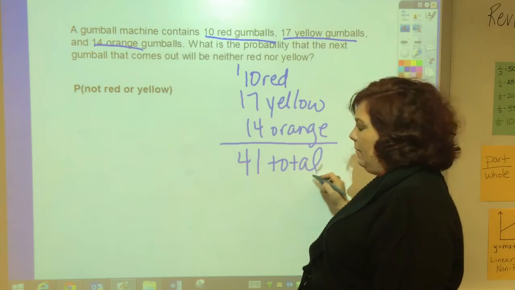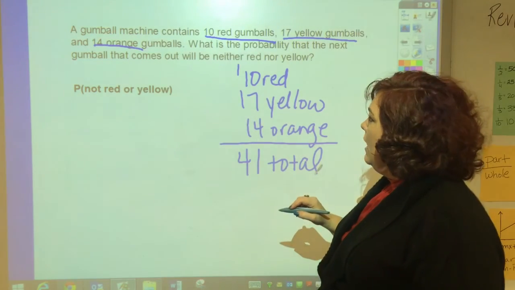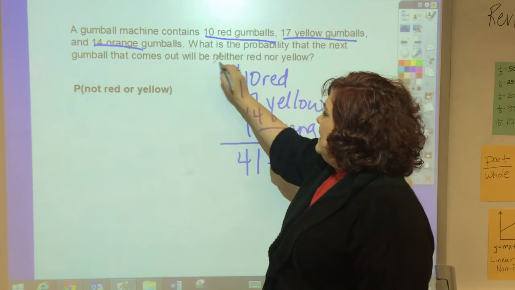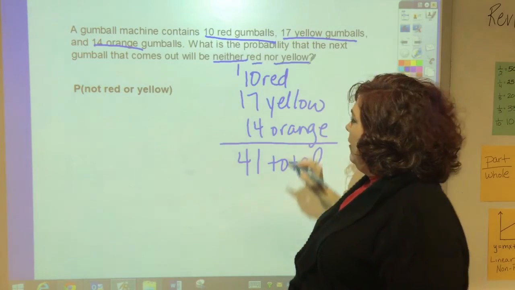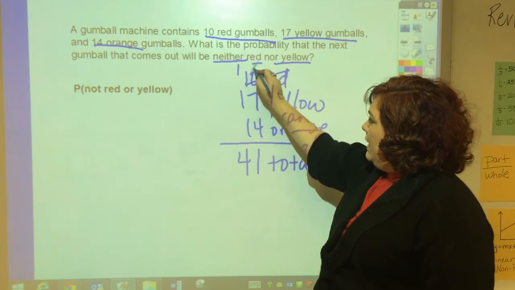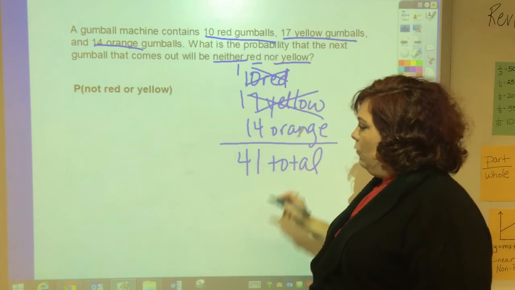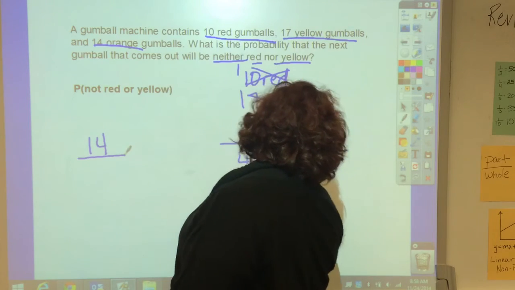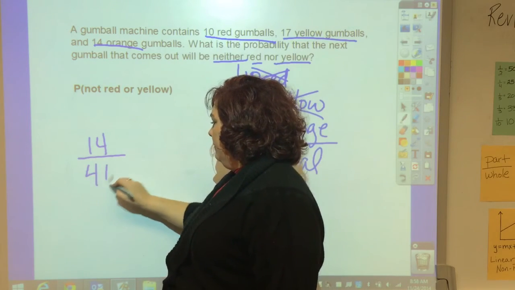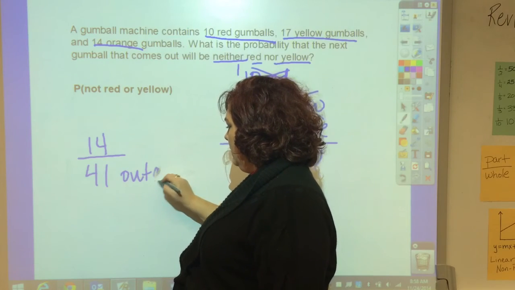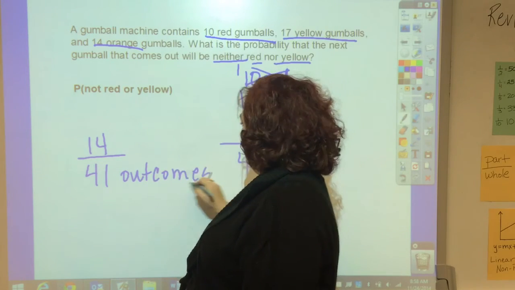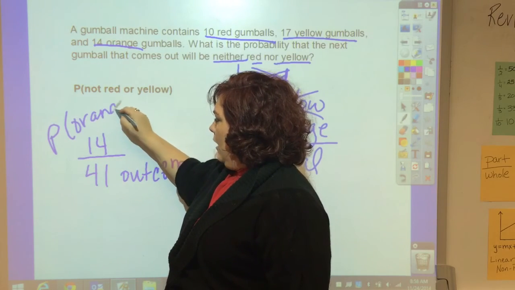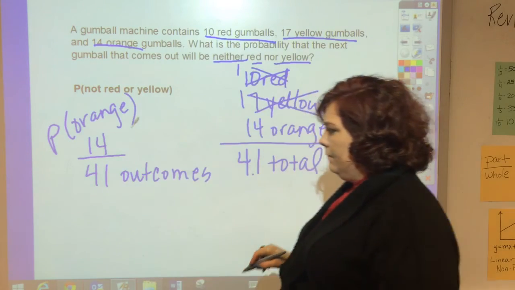Okay, because my probability is always out of the total. And it says, what is the probability the next gumball that comes out will be neither red nor yellow? So neither red nor yellow. So that means orange. So that's 14 is what I want to happen out of the total 41 total outcomes. And this is the probability of orange. Not yellow, not red.